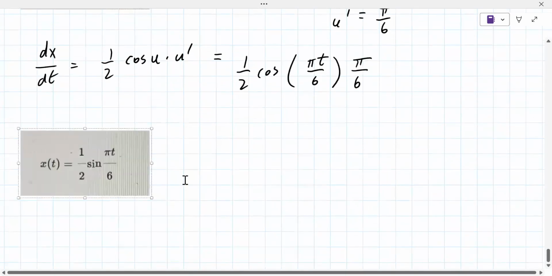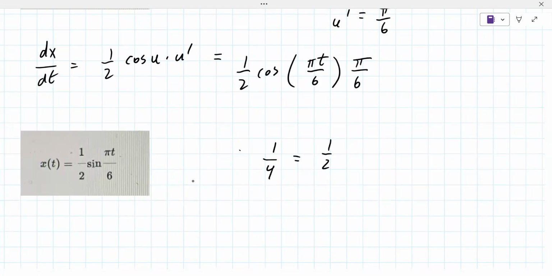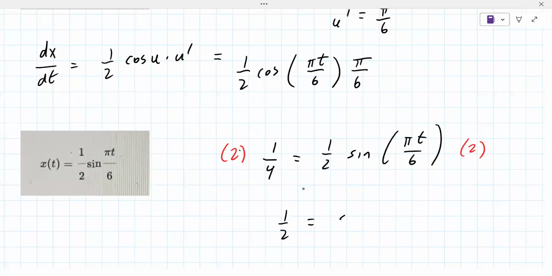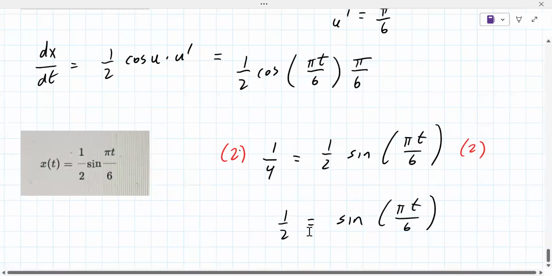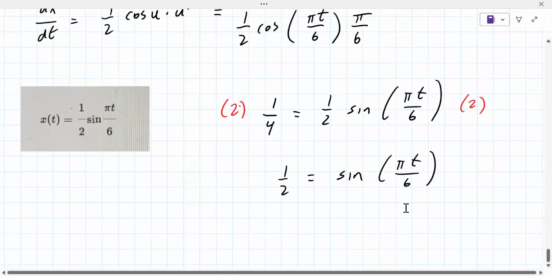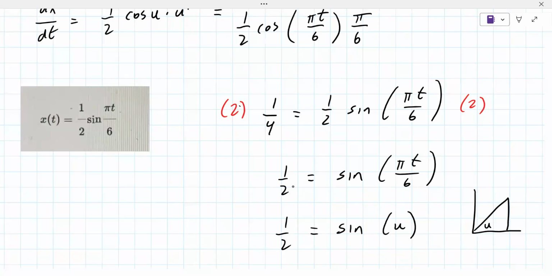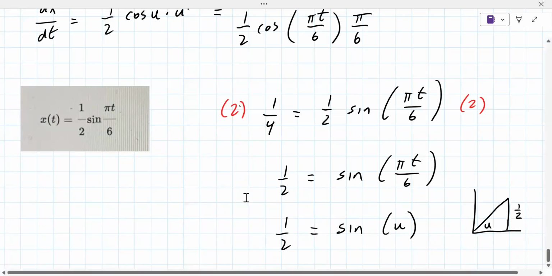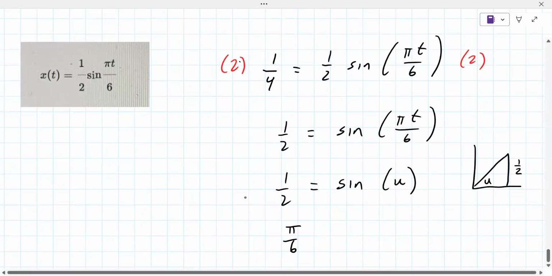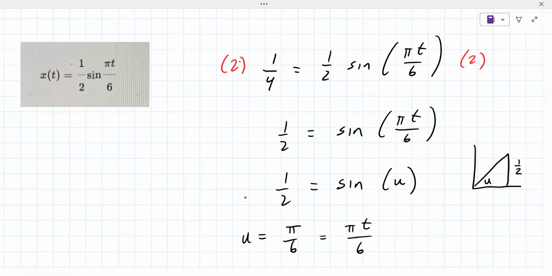Apologies, this is just a weird problem. What x means 1/4. So x equals 1/2 sine pi t over 6, like this. If you multiply everything by 2, you get 1/2 equals sine pi t over 6. Then you have to solve for t here, recognizing that sine equals 1/2 on the unit circle when the angle, let me know if I've lost you because this may be really unclear. In the unit circle, sine is the y value. That happens at pi over 6. So pi over 6 is the value of u, and that has to equal pi t over 6, which occurs when t equals 1.